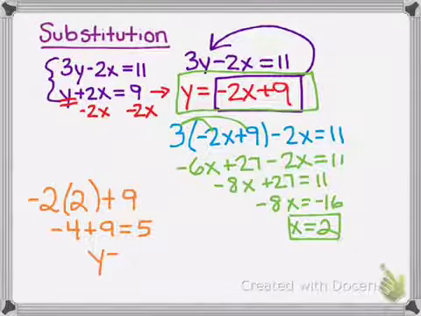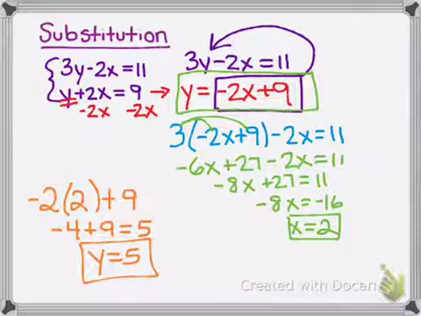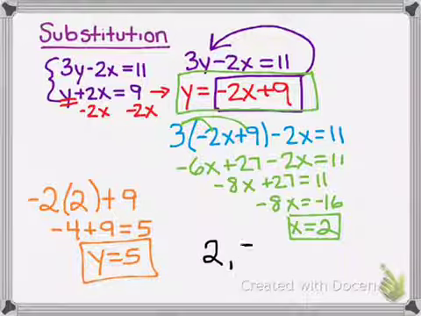So y equals 5. So again, we need to rewrite this. You cannot leave it with x and y boxed like this. You have to state it as a coordinate point. So the intersection point is (2, 5).